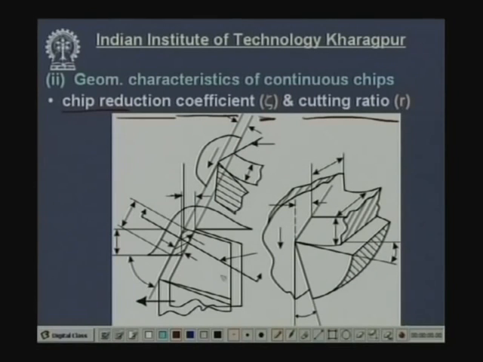Now, here you see a turning process going on. This is the workpiece, this is the finished surface, this is the cutting tool. The first position, after one revolution, the tool occupies this position. From this position, the tool goes into this position. As a result, this is the chip cross section of the chip.